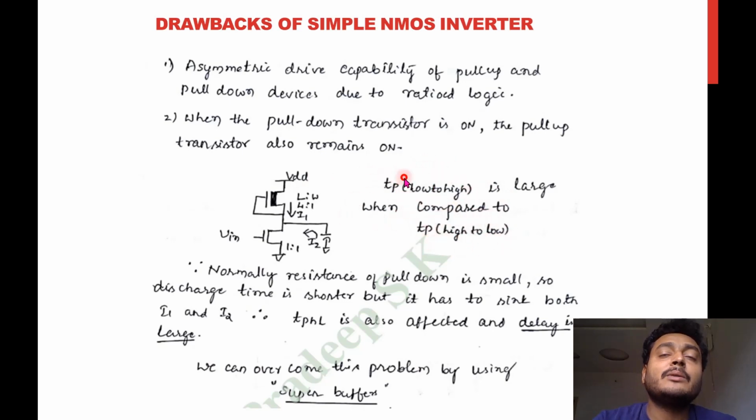So basically, if your Vin is equal to 0, this will be off, and this has to charge your capacitance to VDD. While it is charging to VDD, it is going to charge it very slowly.